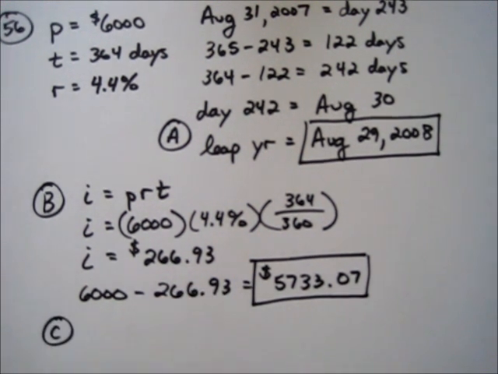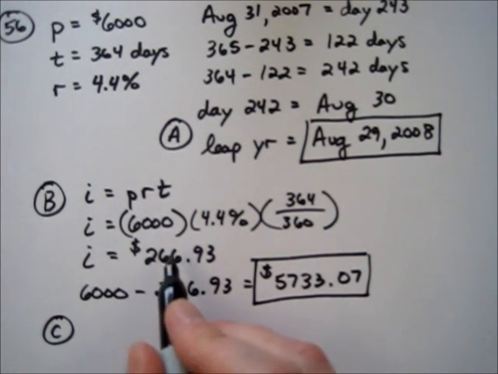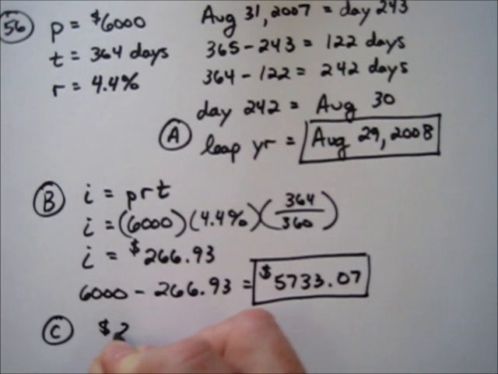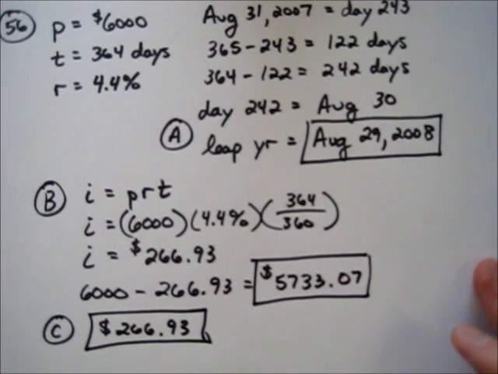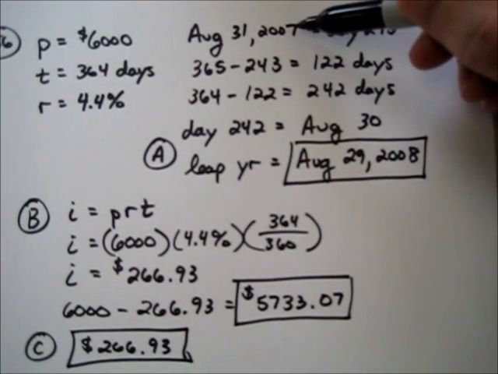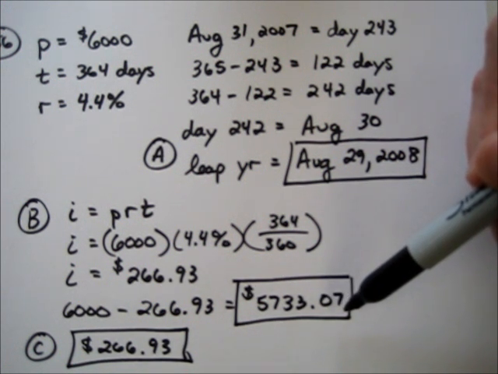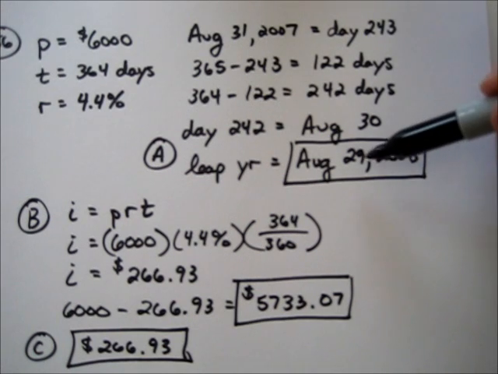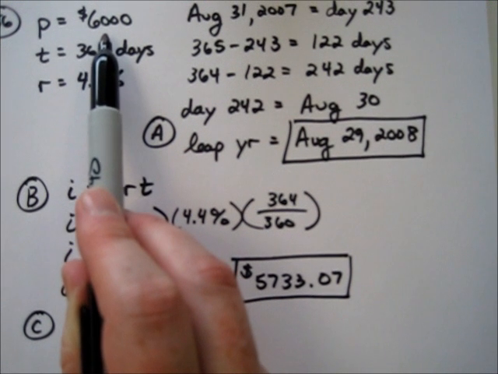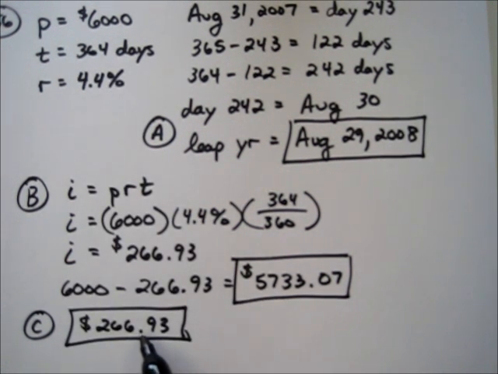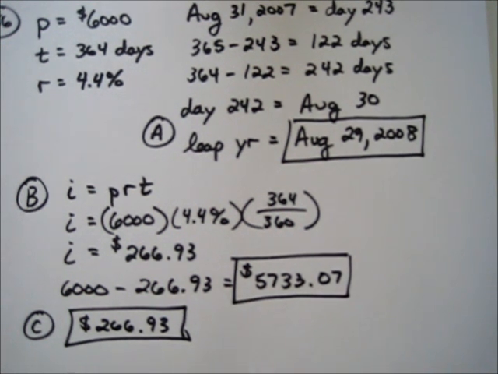Part C is now really easy to answer. Part C asks how much interest did the U.S. government pay Trinity on the date of maturity. The answer is this value we already found, 266.93. Because again, the way this is going to work, on August 31st, 2007, she's going to pay the government $5,733.07, essentially giving the government a loan. 364 days later, on August 29th, 2008, the government's going to pay her $6,000. So she's going to have earned $266.93. She's going to get this money back plus $266.93.